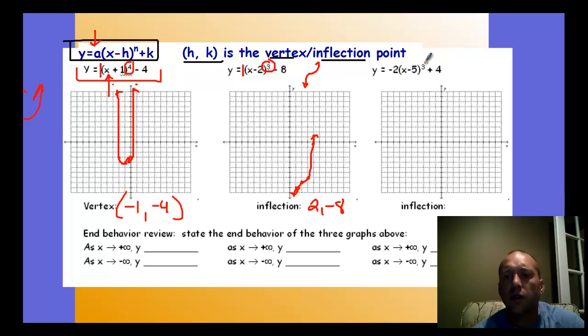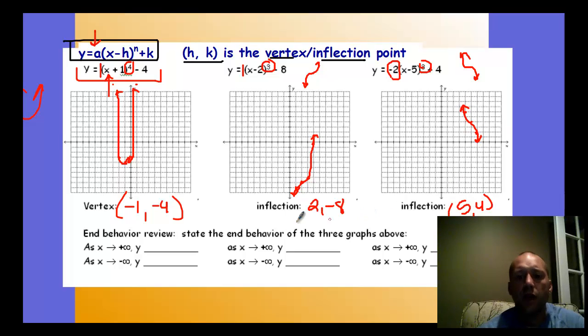For this one, it's a little more added to it. Our inflection point is 5, 4. And our a value here is right 1, down 2. Cubic, and our a value is negative. So I know it's going to be going downward in the cubic shape. So we have a right 1, down 2. If I go left 1, go up 2, then that would be the shape of the curve. So there's a graph.